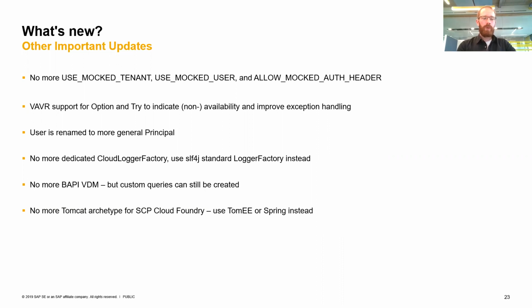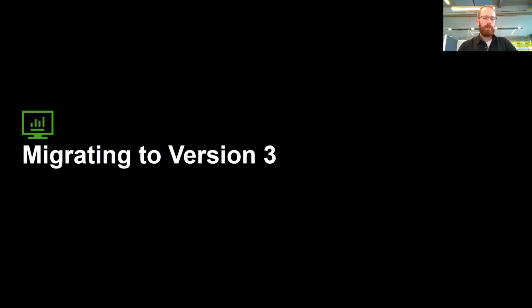Then, as I said earlier, we removed a lot of deprecated code from our repository, especially also the BAPI VDM. But we still kept the BAPI query in general, so you can still create your custom queries as you did before; just the BAPI VDM, the wrapper around it, is now gone. And more on the side of interest, we no longer provide a Tomcat archetype. So for Cloud Foundry, we only have the TomEE and Spring archetypes from version 3 on. So that's it for that.